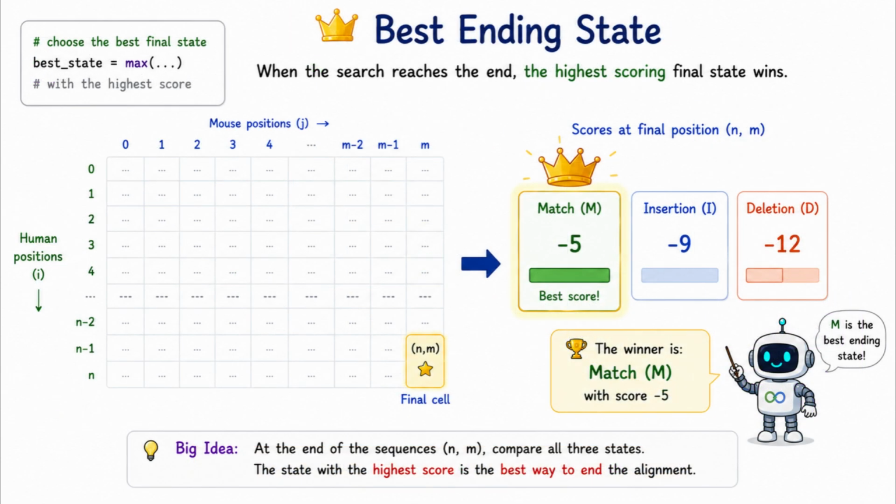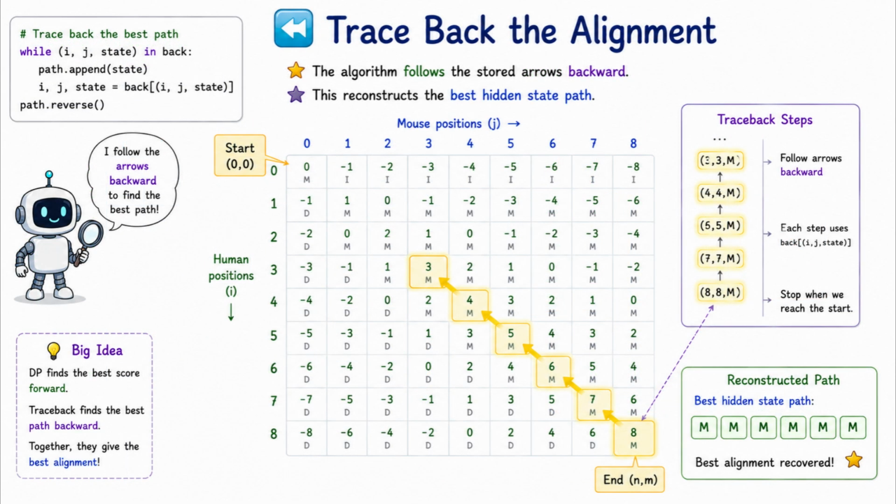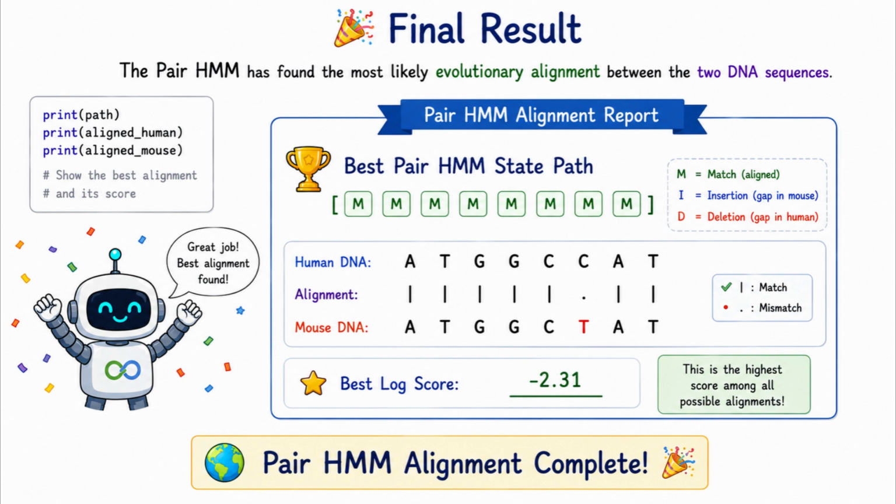When the search reaches the end, the highest scoring final state wins. The algorithm follows the stored arrows backward. This reconstructs the best hidden state path. The pair HMM has found the most likely evolutionary alignment between the two DNA sequences.